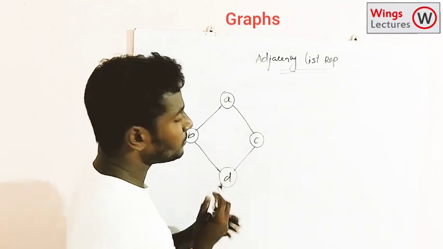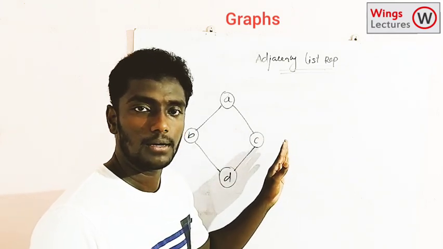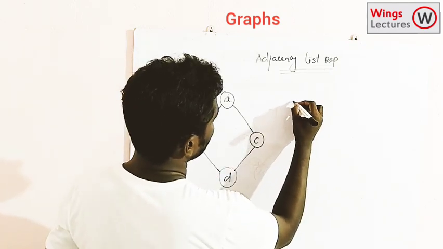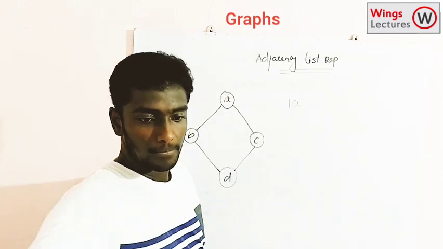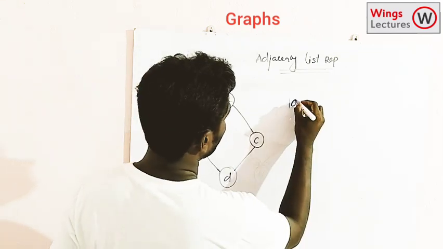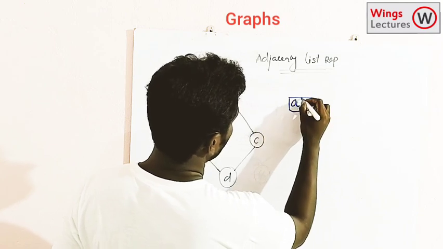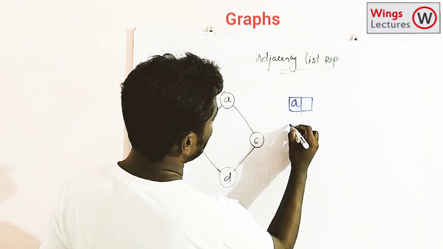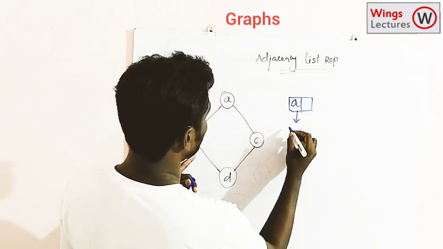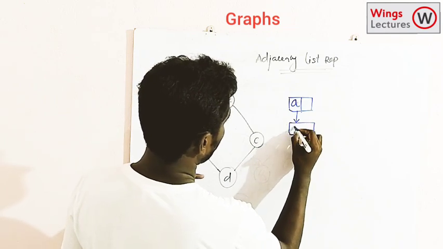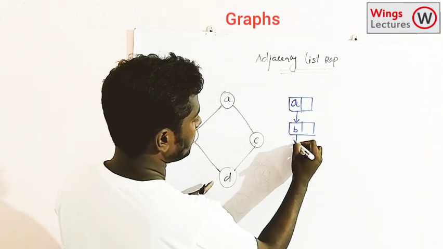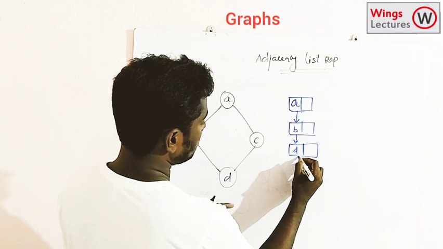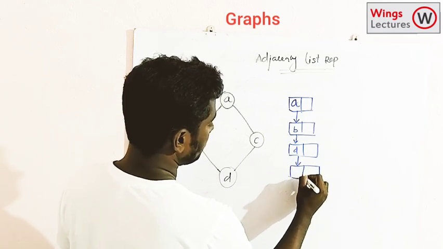You have to take the head nodes, and first we have to find out all the connections from the graph. Definitely for a single linked list we will be having two fields, right? And A is having a connection to B, and from B there is a connection to D, and from D there is a connection to C.